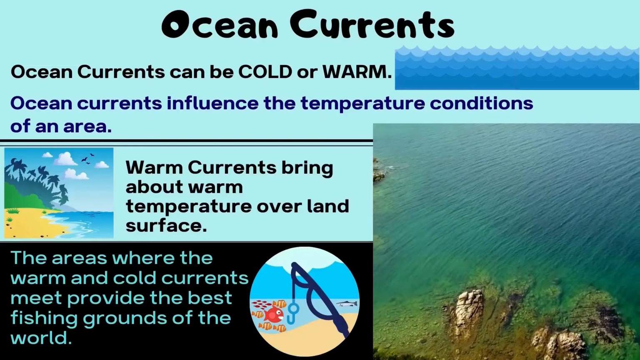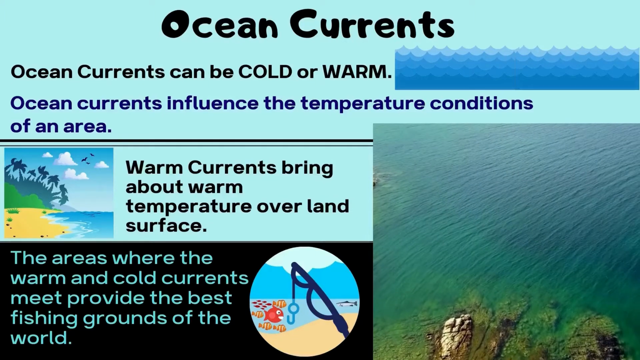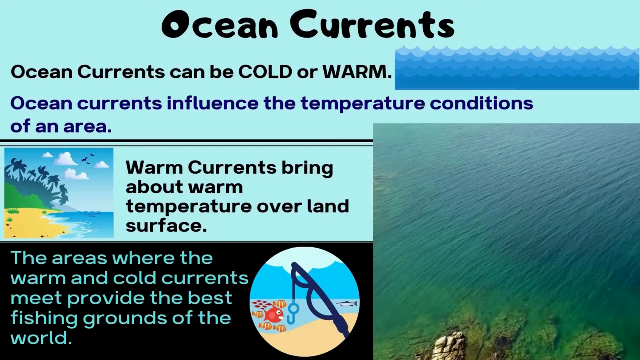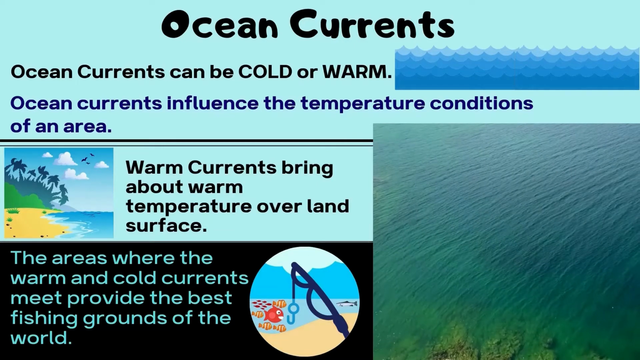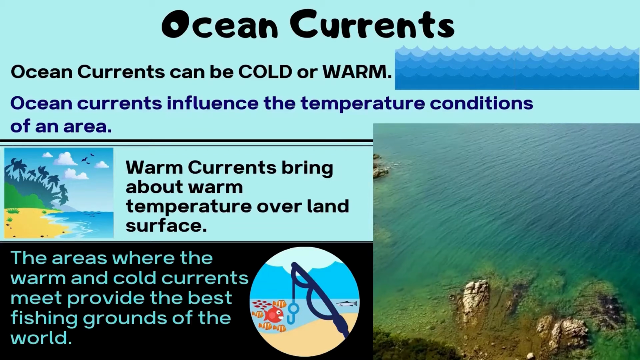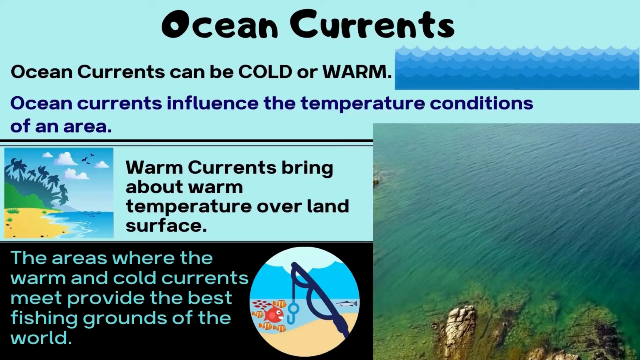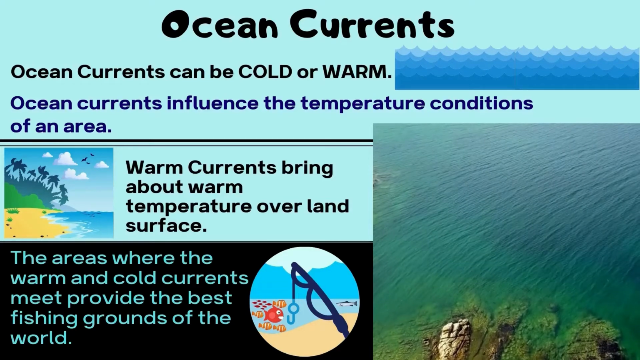Ocean currents can be cold or warm. That's right, cold or warm. Ocean currents also influence the temperature conditions of an area. For example, warm ocean currents bring about warm temperature on land.